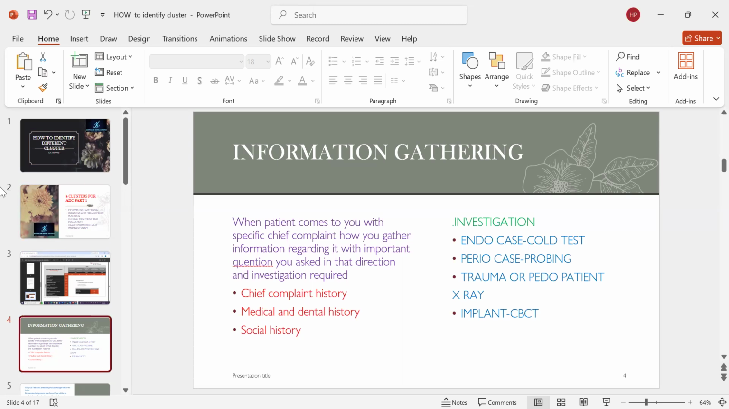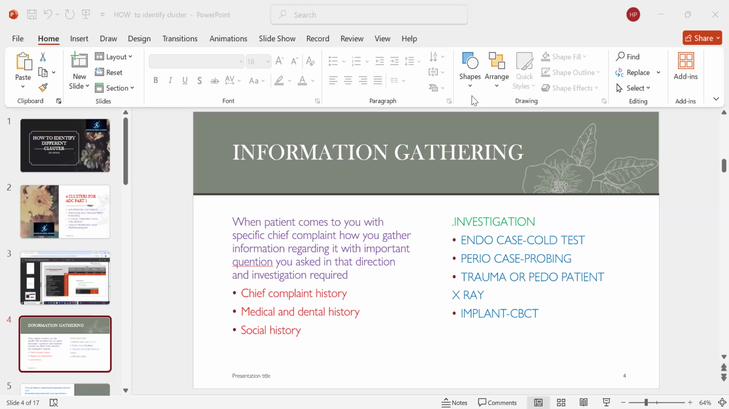So in the information gathering cluster, chief complaint, history, and medical and dental history are very important. Why is the medical history important? Because if the patient is on a blood thinner, you need to know whether it's an antiplatelet drug or an anticoagulant drug, which drug it is. So if they give you a question with the whole history given, describing that the patient is on blood thinners, whether it's atorvastatin or clopidogrel, and you are going to extract the tooth.